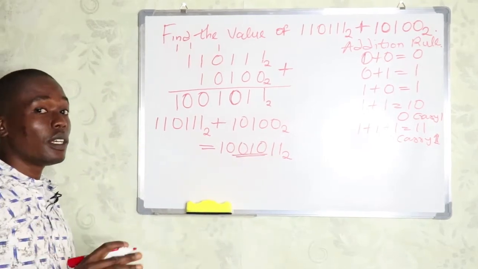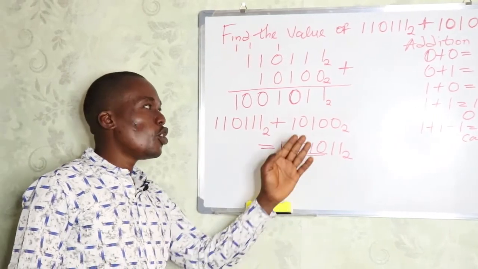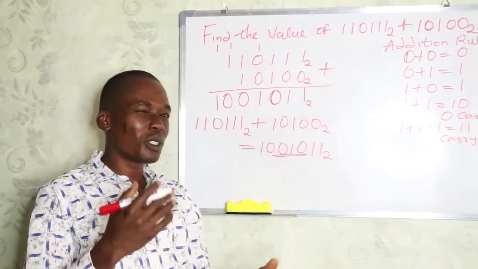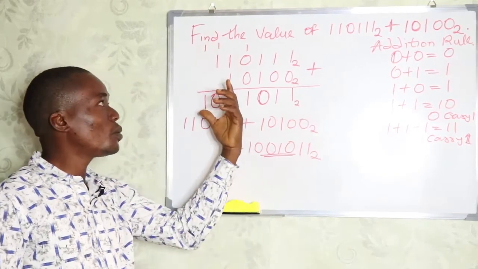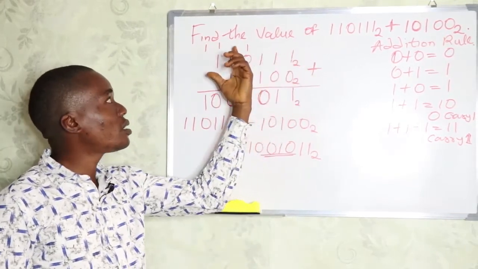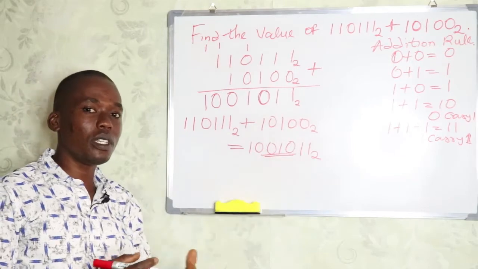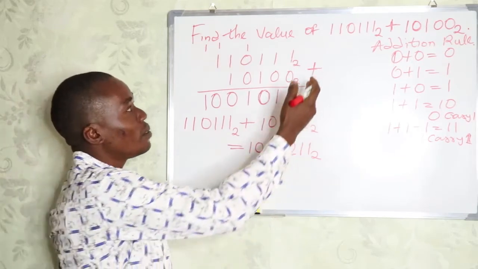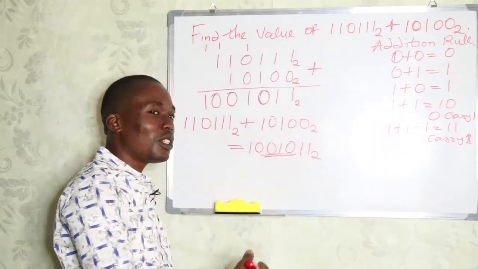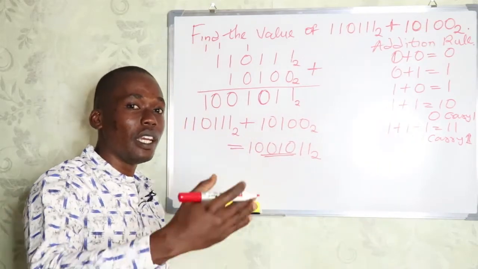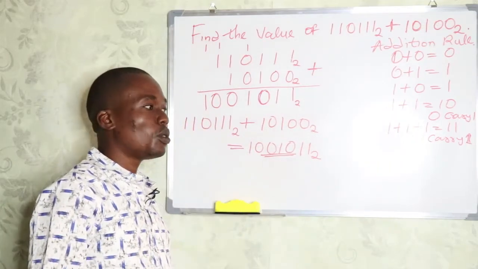So you see, it's very easy. Using the addition rule, and subsequently the subtraction rule, will help you solve such a question easily, without having to convert this to base 10 and this to base 10, do your addition in base 10, and further convert to base 2.